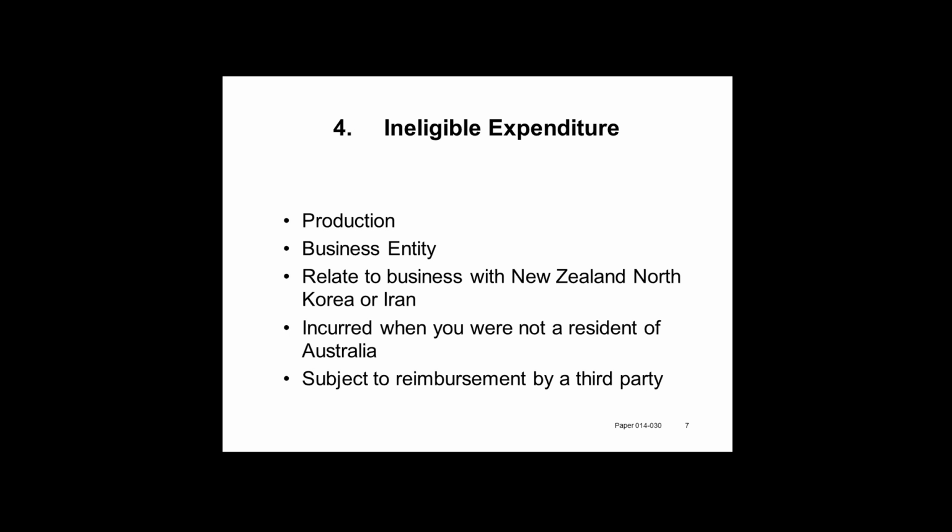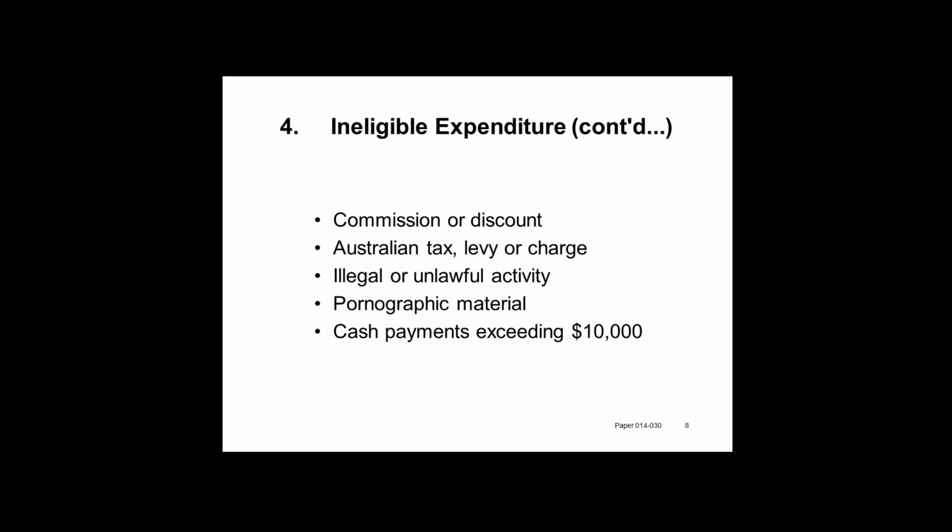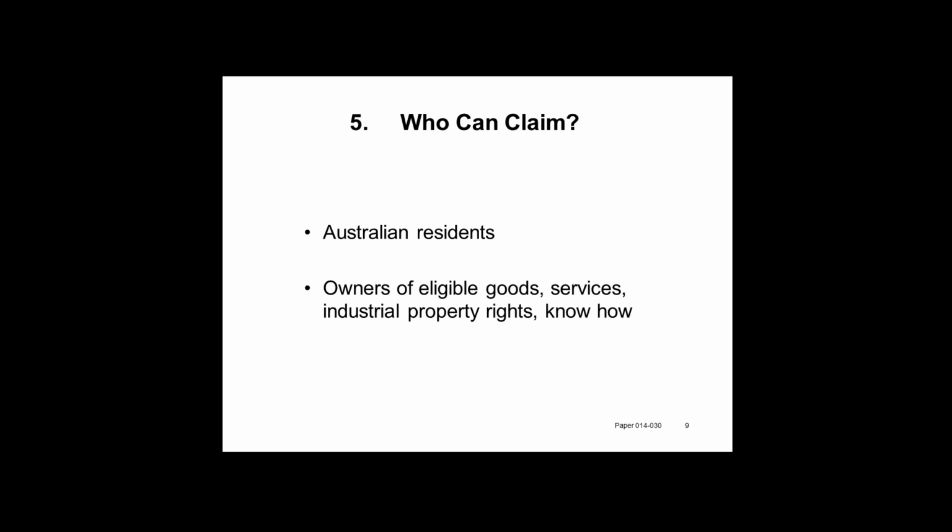And the applicant has to be a resident of Australia, so as an individual or as a corporation. And if you're able to get reimbursement of the expenditure by a third party, that expenditure is not claimable. And commission or discount, anything that's illegal, pornographic, or any cash payments exceeding $10,000 are not able to be claimed under the Export Market Development Grant.